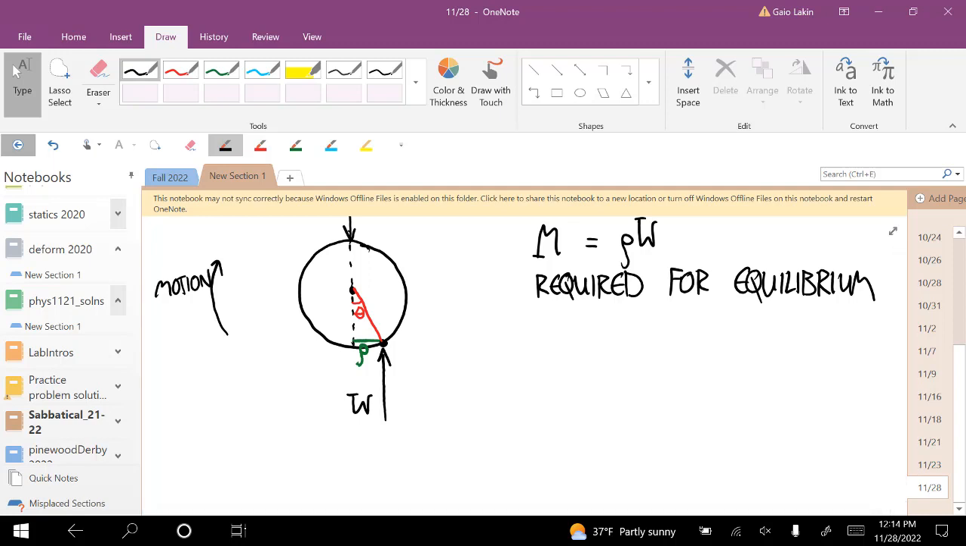The normal force has to be perpendicular to the surface. So it's like this. Try to draw that well. Okay, so there's the normal force. And then the friction force is tangent to the surface, perpendicular to the normal force. And that's equal to mu times the normal force.